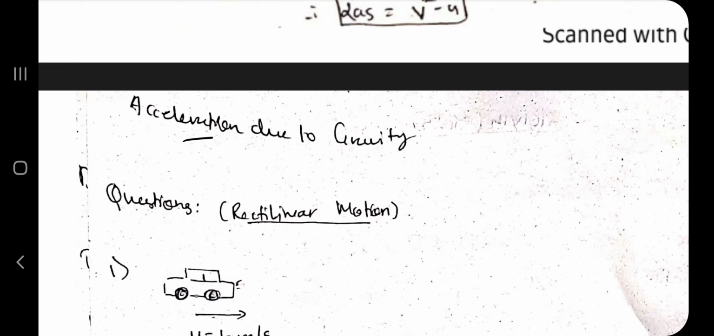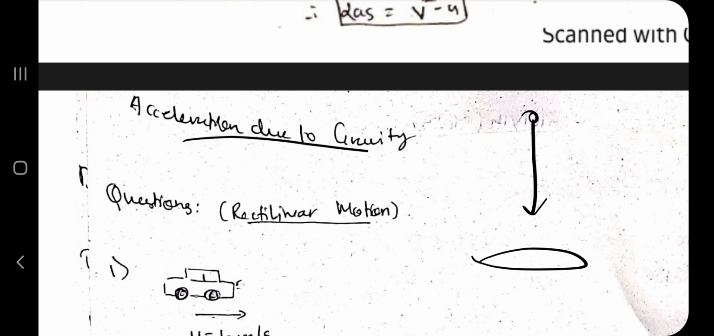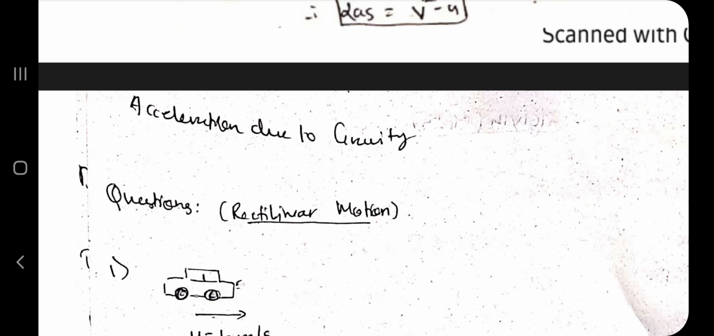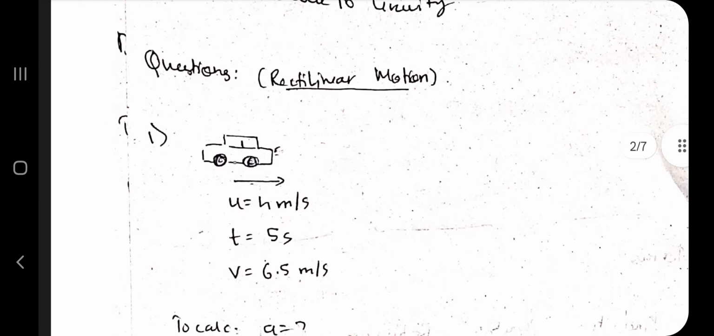And what is acceleration due to gravity? Like in a free falling body, the speed at which it is increasing its speed, that's nothing but the acceleration due to gravity. Its value is 9.8 meter per second square. Okay, so these are some of the basic concepts you need to know, and let's see how the questions could be.